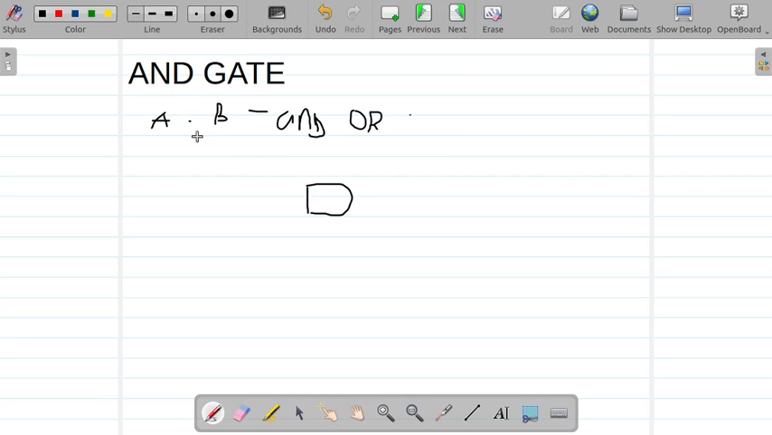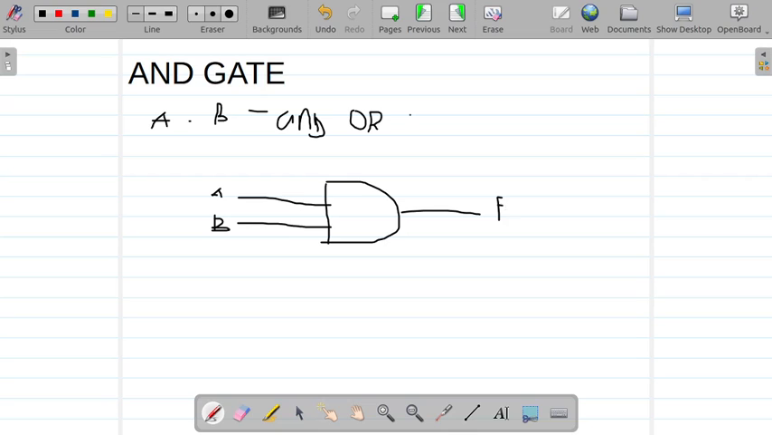So, the AND gate has this symbol. Its inputs are A and B. Then the output, which is your function, is AB, or equals A and B. If you want to draw this function, A and B, this is how it is drawn.